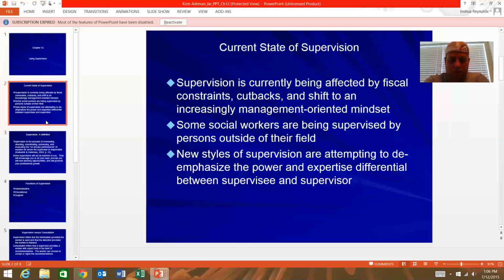Supervision. As you move up in your career, a lot of your supervisors, or at least some of them, will not be social workers. They will not be bound by or even know our code of ethics. You might have MBAs or finance people or accountants or human resources or others providing supervision. So that's where it talks about people being supervised by persons outside of their field. It could be in the organization, but someone who has a completely different professional background.